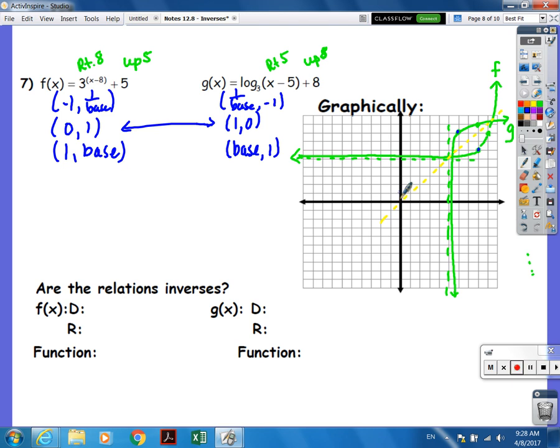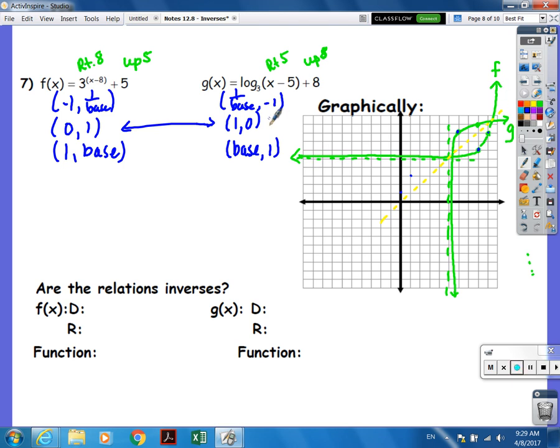So if I'm looking at the f of x graph, and I started with (0, 1), (1, base), the base here is 3, these are the points that moved right 8 and up 5. So from these points, if I move right 8 and up 5, right 8 and up 5, it puts me here. When I move up for my f of x graph, I had an asymptote, and I can draw the graph. Do remember when you're doing two graphs to label which is which.